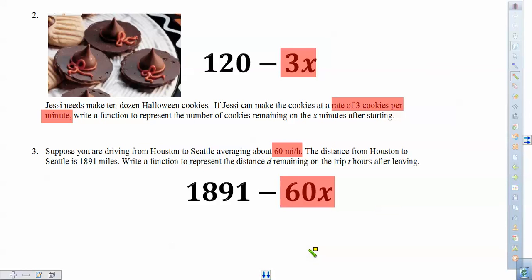And always remember too with these problems that if you get stuck someplace and you're not quite sure what the answer is going to be, pick a number. What if you made the cookies for 10 minutes? How many cookies would you have left? And just plugging in the numbers that way can really help you get a good feeling for whether or not the expression you wrote was going to be right or not.